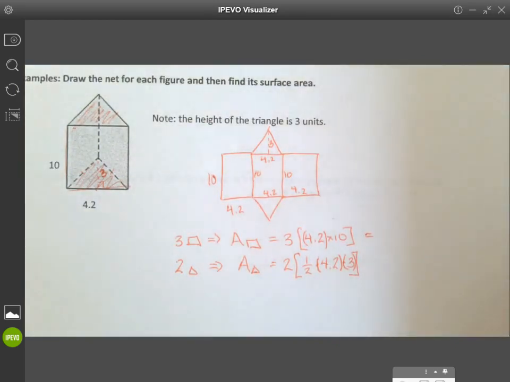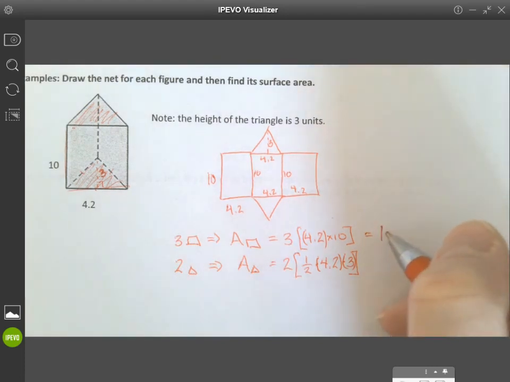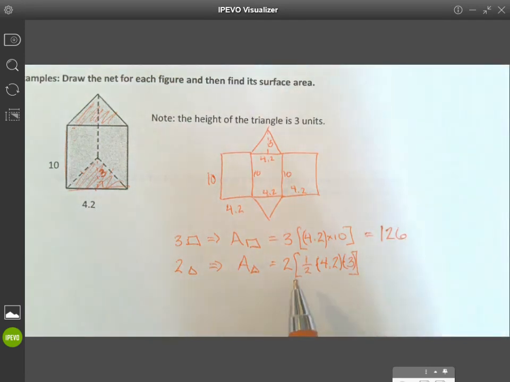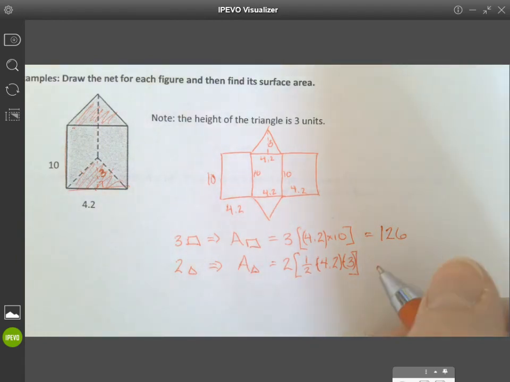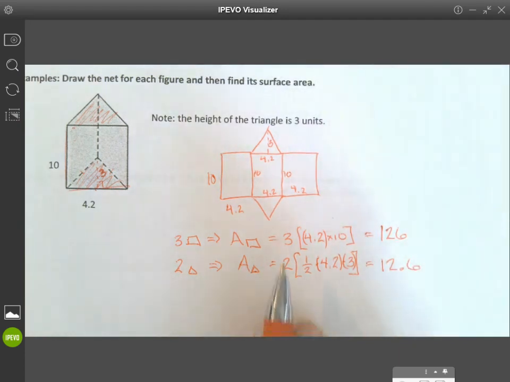All right, what did we get? I think it should be 126, but I was making all kinds of mistakes. Does anybody agree with me? Okay, now what about the area of the 2 triangles? Well, 2 times 1/2 is going to cancel out. Should be 12.6. So we're really using the same numbers. 3 times 4.2, 3 times 4.2.